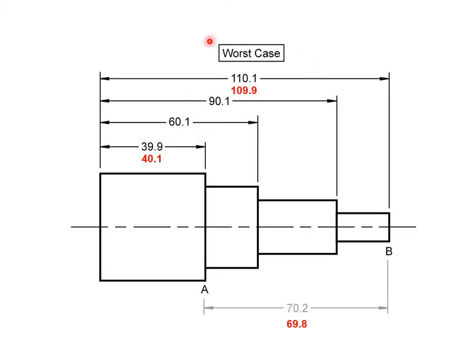And in the worst case with the minimum, we would have 39.9 for our minimum, 40.1 for our maximum. That was the plus or minus 0.1. Same thing with this dimension, plus or minus 0.1, we would get 110.1 for the maximum and 109.9 for the minimum. So if we were to take the worst case and subtract them, we would get 69.8.